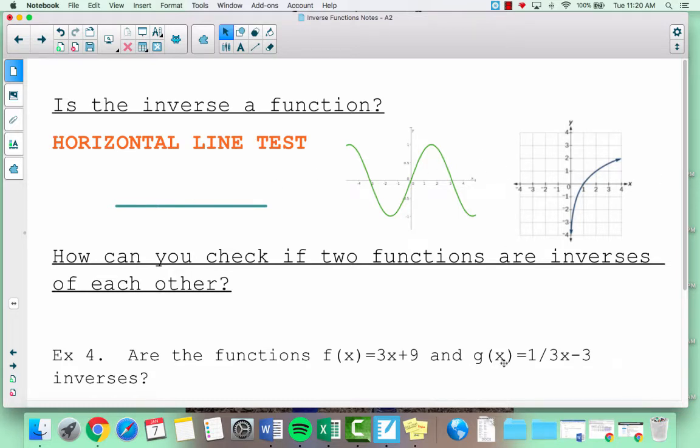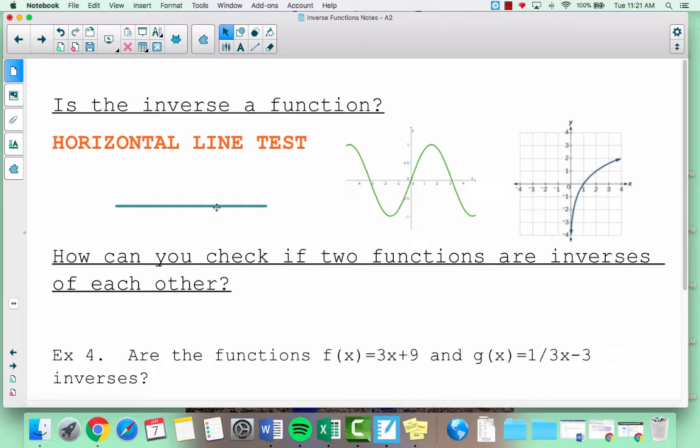This line test basically is going to help you determine if the inverse of a graph would be considered a function. And remember, a function is something that has one x goes to one y. Okay, so there are no repeating x's. And you could sit here and try to determine all of the points of the inverse and then check for repeating x's, but sometimes having a graph is way faster.